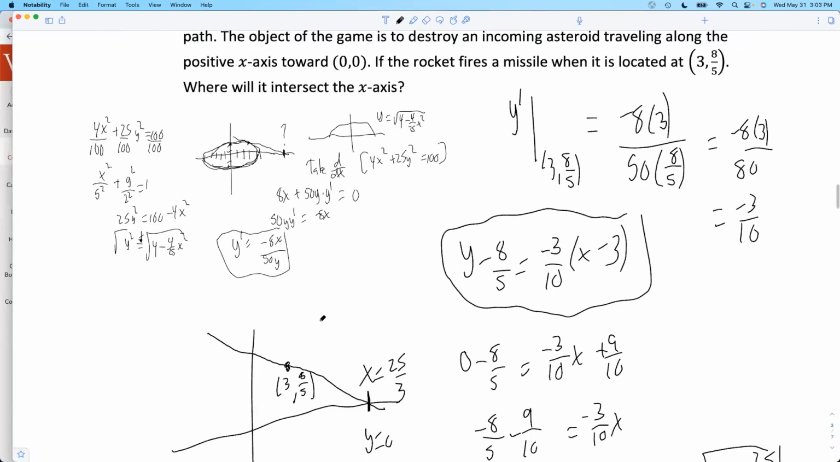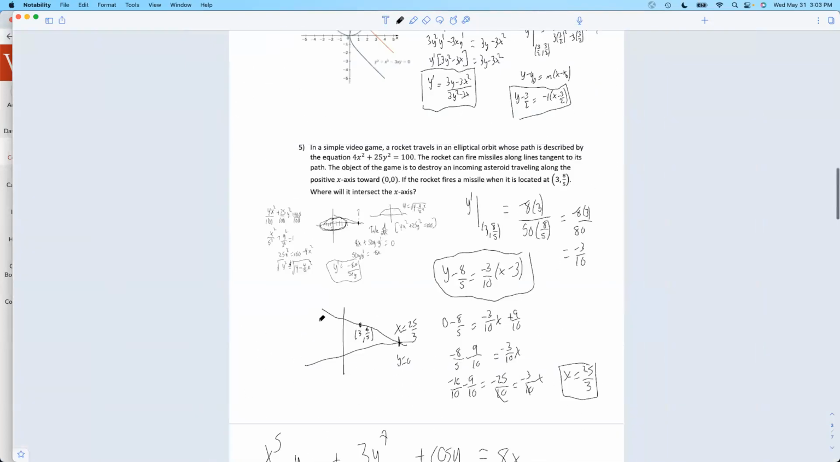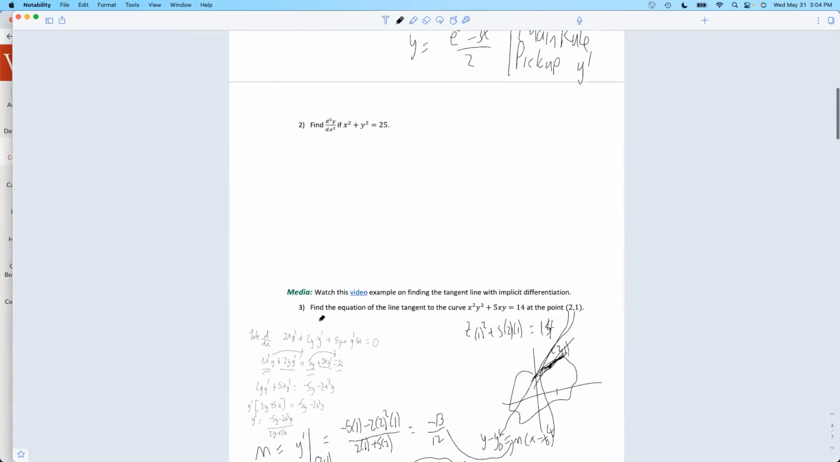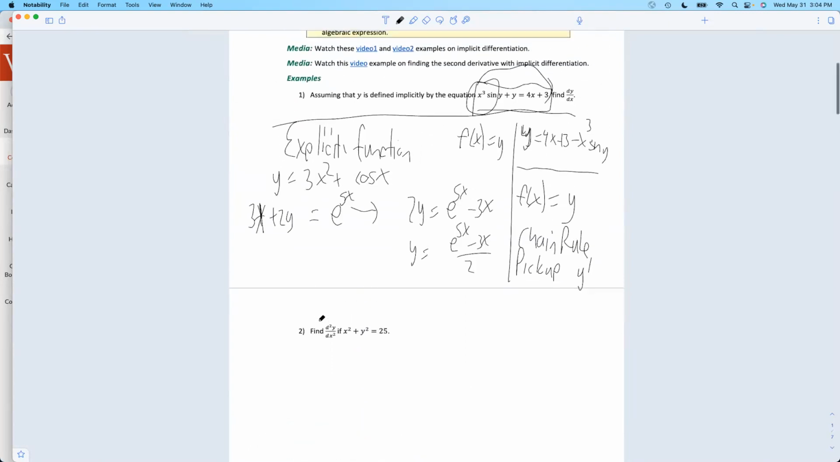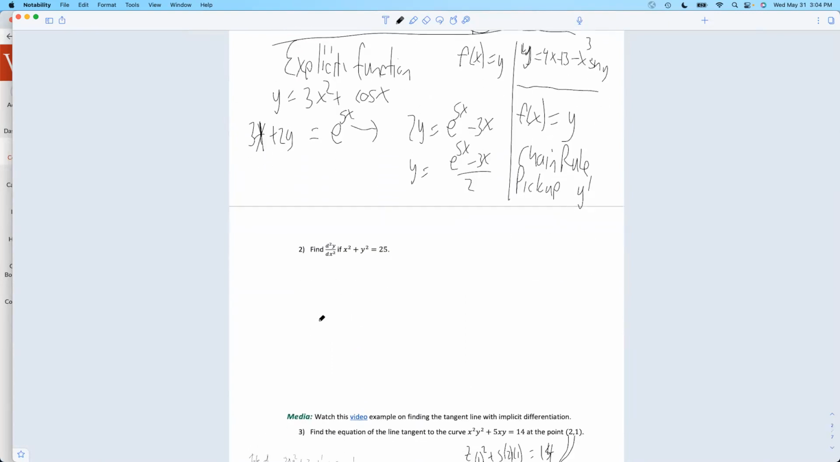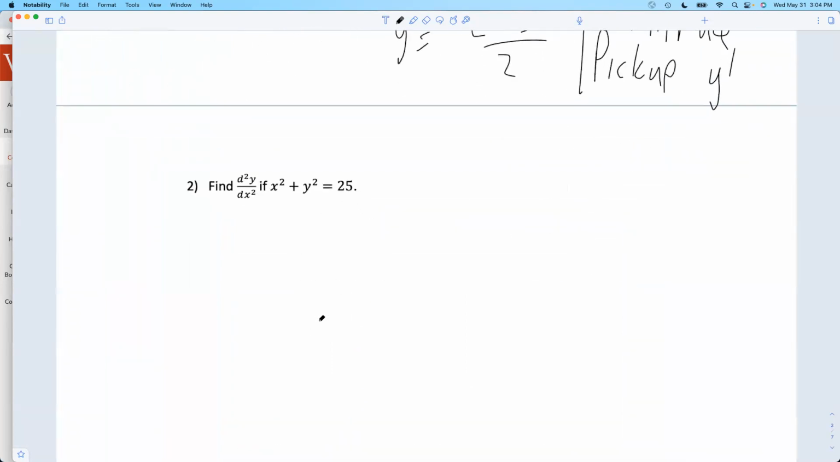So that was an interesting question. I think there was one more. Okay. So here we have the equation of a circle, and they asked us to find the second derivative of y. So we're going to take this just a little further. This equation right here, by the way, is just a circle of radius 5.